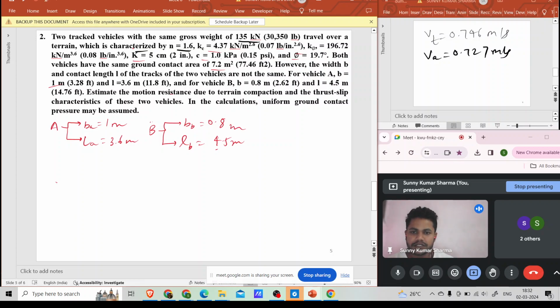Estimate the motion distance ratio due to terrain compaction and thus slip characteristics of the two vehicles. Then the calculation will come down to contact pressure magnitude. So after doing this estimation of motion resistance ratio and thus slip characterization, you have to tell which tracks will be preferred for our purpose.